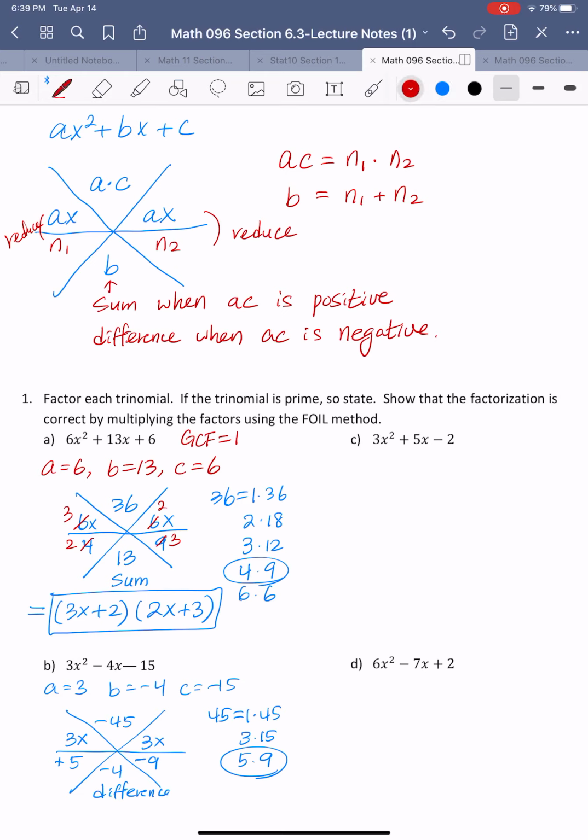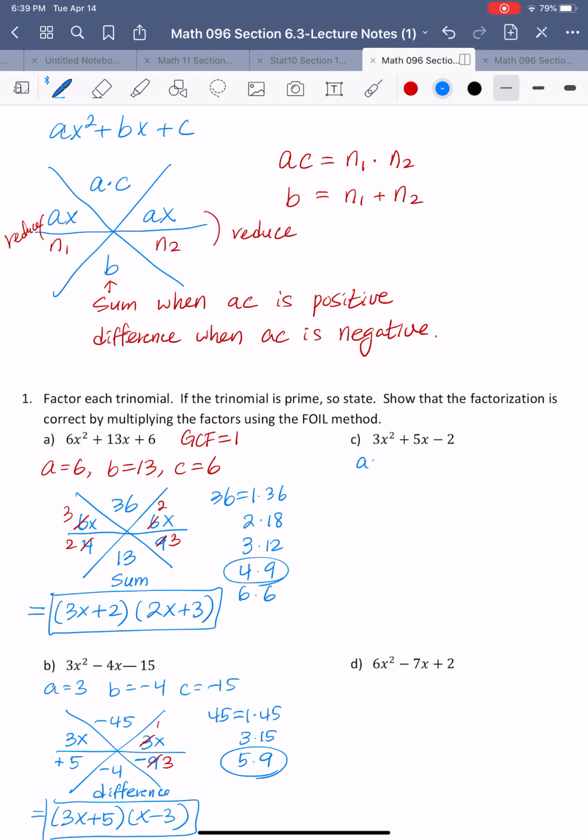But reduce. 3 and 5 is not reducible, but 3 and 9 is. So 1 and 3. So it becomes 3x plus 5 times x minus 3. So that's the answer.